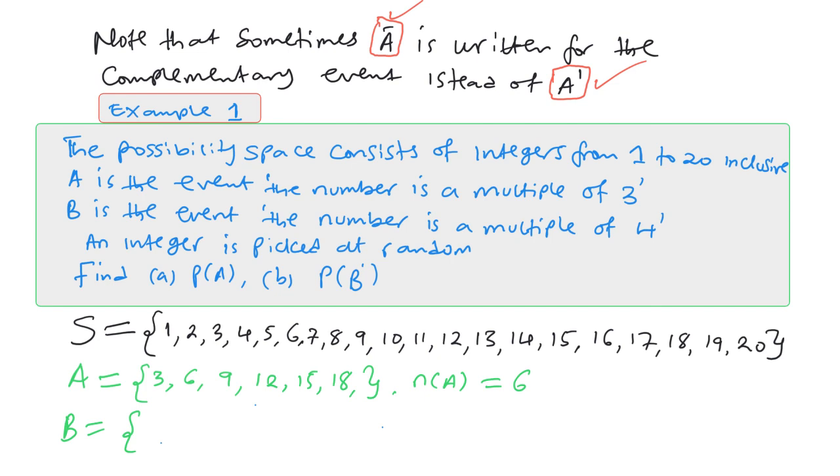So let's look at the multiples of 4. The multiples of 4 are 4 times 1 is 4, 4 times 2 is 8, 4 times 3 is 12, 4 times 4 is 16, 4 times 5 is 20. So the number of B is 1, 2, 3, 4, 5. There are 5. Next, we look at the probabilities. What is the probability of A and what is the probability of B? Because the first question is asking for the probability of A, and the second question is asking for the probability of B complement. So this is very simple.